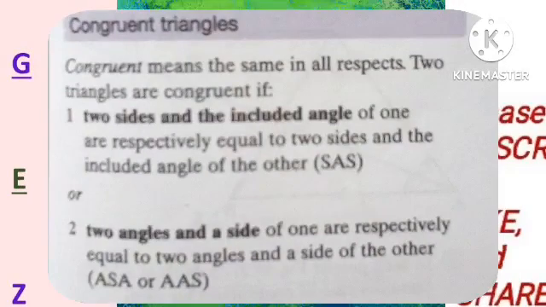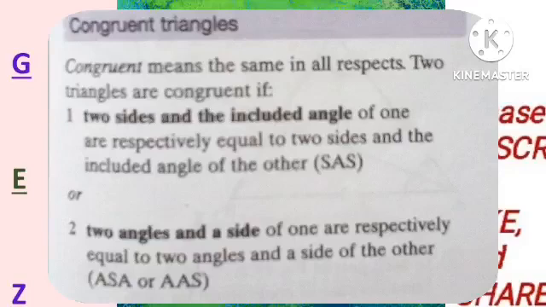Now in triangles, there is a condition called congruency, and there are different conditions satisfying this. So congruent means the same in all respects. So when your shapes are equivalent, it's also the geometric equivalent of congruency. Two triangles are congruent if number one, two sides and an included angle of one are respectively equal to two sides and an included angle of the other. So the abbreviation for this is SAS. So you have a side, an angle, and another side.